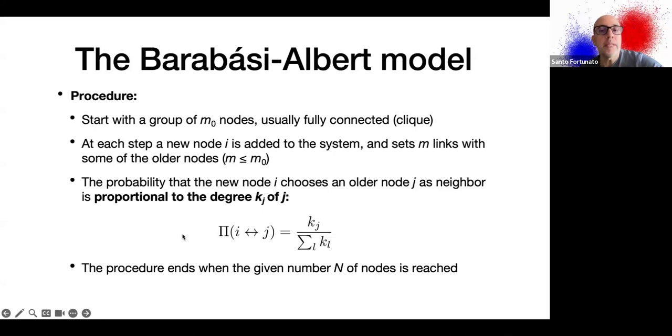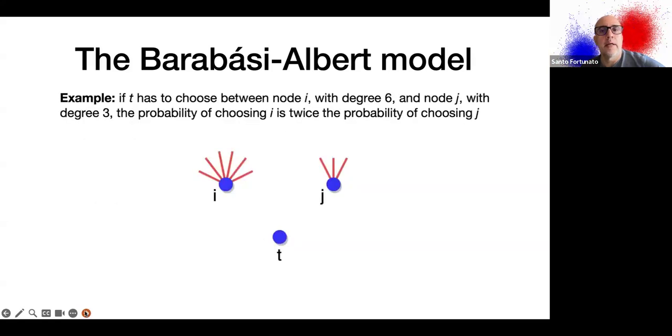And you repeat this, adding new nodes every time, one at a time, until you grow the system to the size that you want to reach. If you want to have 1,000 nodes or 10,000 nodes at the end, you do it until you get there. So this is the basic procedure to create a Barabasi-Albert, or BA, model network.